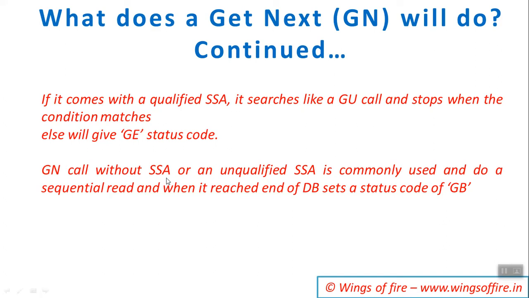A GN call without SSA or with an unqualified SSA is commonly used to do a sequential read, and when it reaches the end of the database, we get GB. A GN call without SSA, we can't say it's commonly used. It's a database dump. It's a database sweep program.